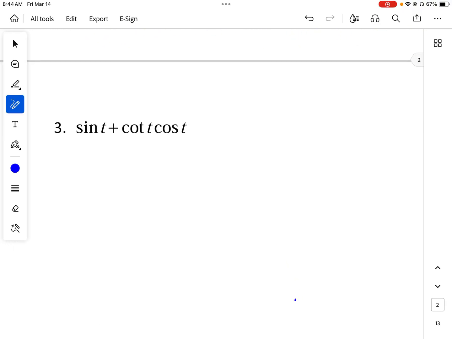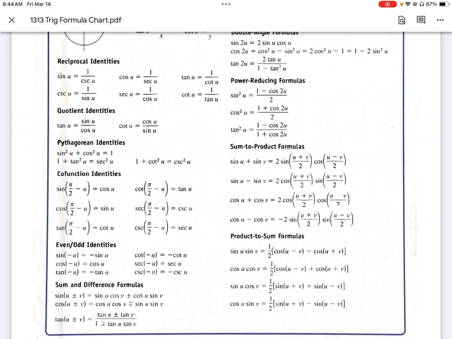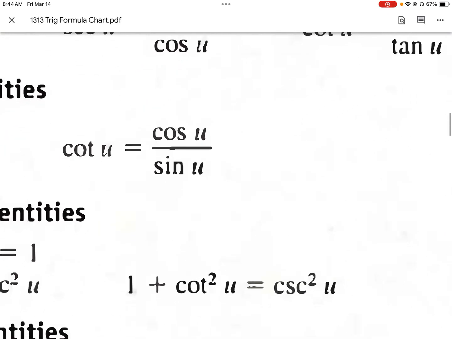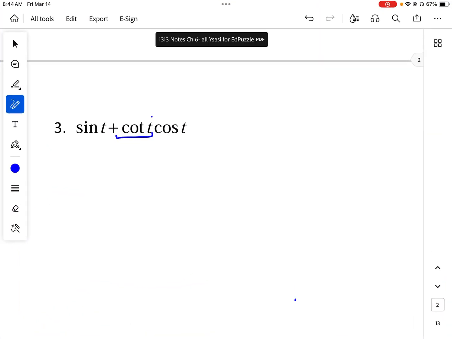Let's look at the next page. All right, sine t plus cotan t cosine t. I like the original ones, sine, cosine, and tan. So whenever I get something like cotan, I'm going to look at my identities and see what cotan is. Cotan is either 1 over tan or cosine over sine. Those are the options. Well, I kind of want to get it in cosine and sine, right? Because those are my others.